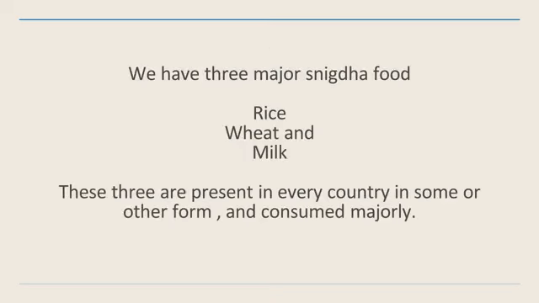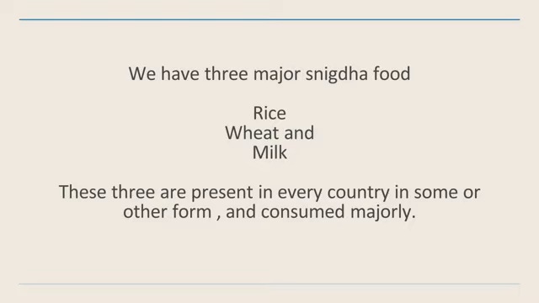If you analyze across the globe, there are three snigdha which are majorly found: rice, wheat and milk. And these three are present in every country in some or other form and consumed majorly. Unfortunately, nowadays we are having problem with wheat, problem with milk and problem with rice. It is a totally different subject, but these three are actually present across the globe, and these should form the major portion of our meal. Then only we are going to give proper snigdha to our system.